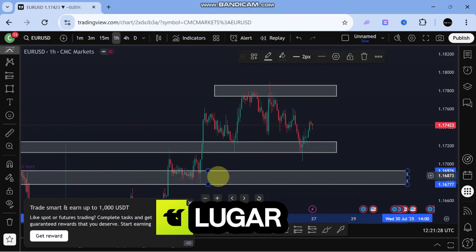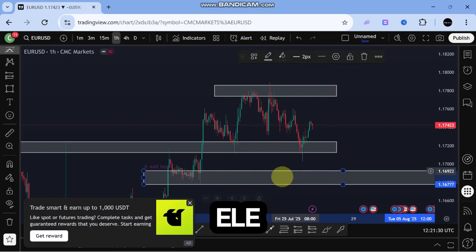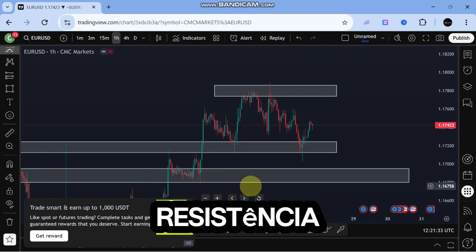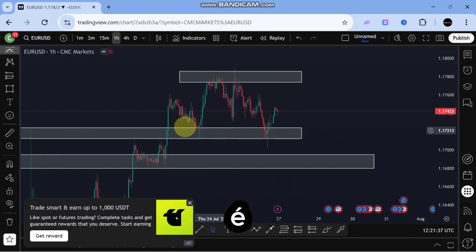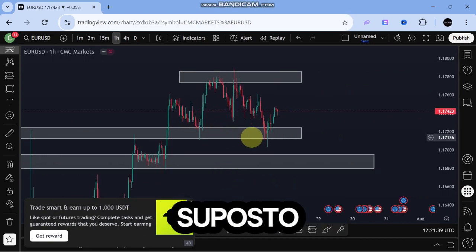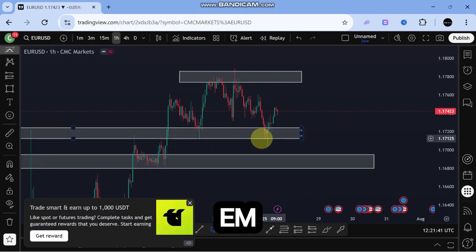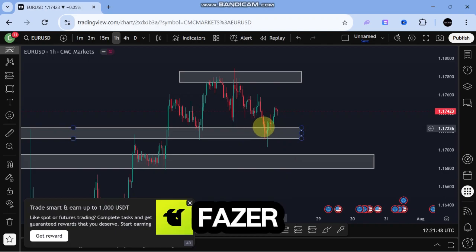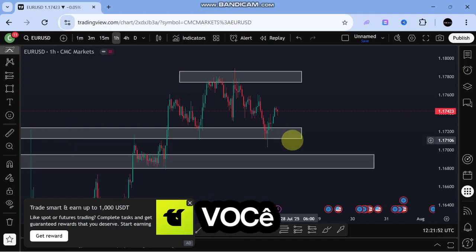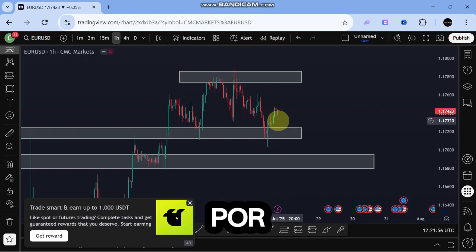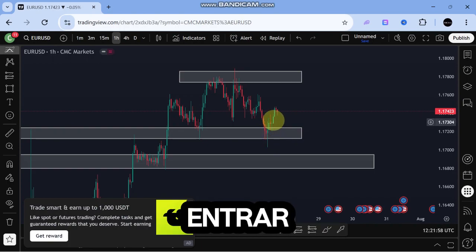This place is a support zone and it has been used before as a resistance zone, if you check at this place. And this place is also the most recent support zone. So if you're looking to trade this particular crypto or Forex pair, what you need to do is simply wait for price to come to this place. And once price comes to this place, you buy. And also you don't have to enter immediately. You have to wait for confirmation before you enter.